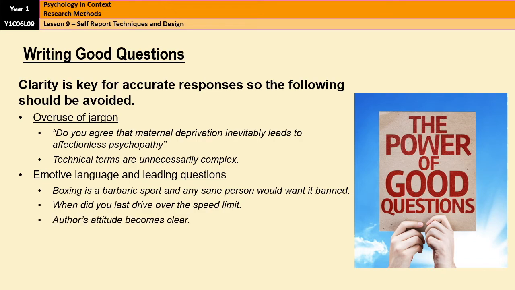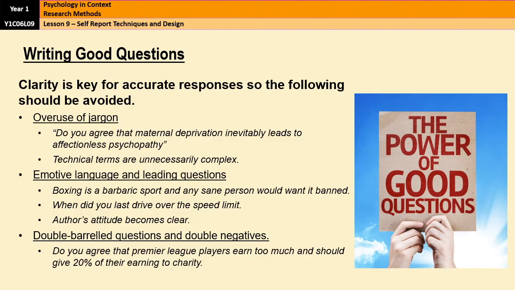So in either of these things, the author's attitude becomes clear and the responses are impacted. And then as a final thing, try to avoid double-barreled questions and double negatives, again, because they just make the responses unclear. Okay, so for example, do you agree that Premier League players earn too much and should give 20% of their earnings to charity? There's two questions in one question. So somebody might agree with one of the questions and disagree with the other question, and that makes their answer unnecessarily complex, and it means that they might struggle to answer, particularly if it's a questionnaire.